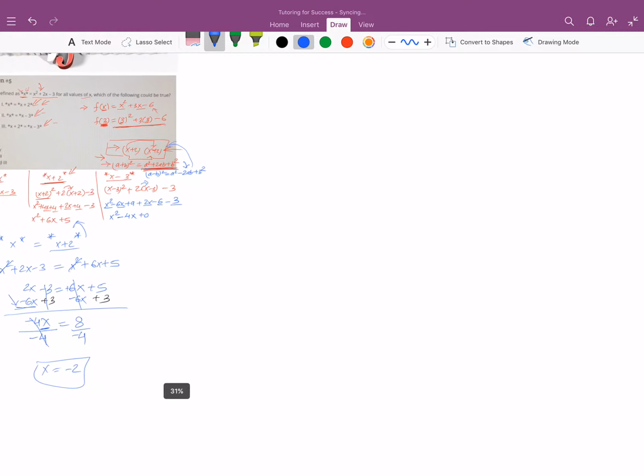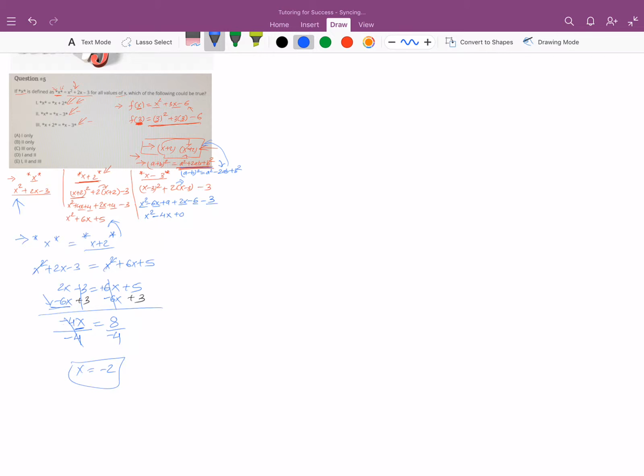So what this tells you is, for x equal to negative 2, this expression is true, meaning this is valid. So let's work with the second expression, which is this, (x plus 2) star equals (x minus 3) star. I already know the expansion for that, x star, which is x squared plus 2x minus 3. And I also know the expansion for this star, which is right here, x squared minus 4x.